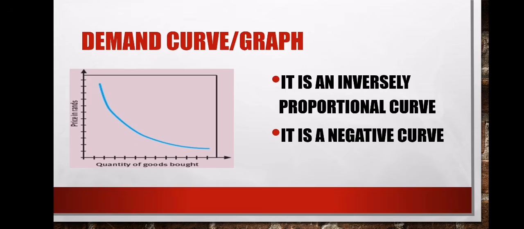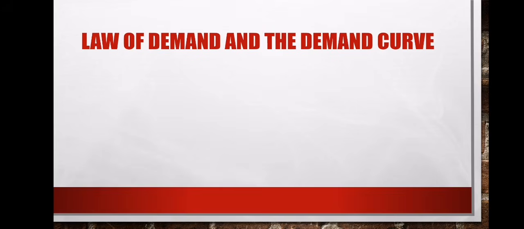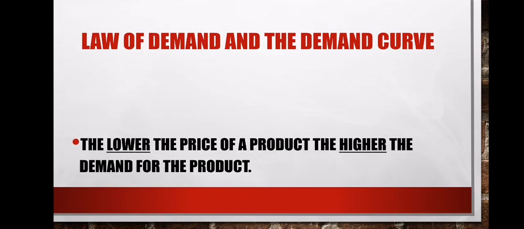Or we can just simply say the demand curve will start from the top left and go downwards to the bottom right. We will use this curve to explain or to interpret the law of demand. Let us have a look at the law of demand. Remember, we said if one variable increases, the other one will decrease, if we say the graph or the curve is inversely proportional.